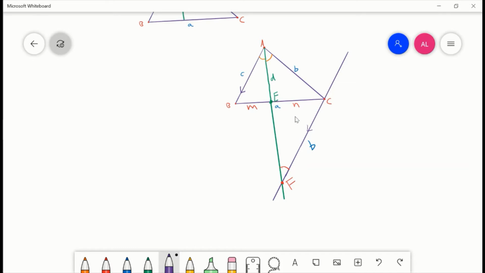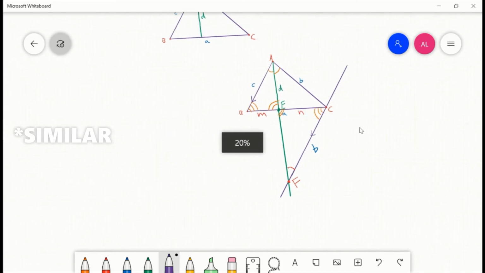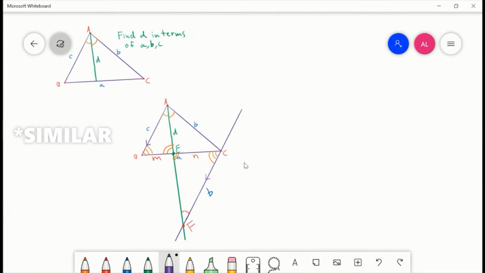Okay, but now notice that angle BEA and angle CEF are equal to the same things. I mean, they're congruent because they're vertical. And then we also have another pair of interior angles right here that I just highlighted. So what does this mean? That means that triangles BAE and CFE are similar, which means that the ratio of their corresponding sides are equal. So what do we get? We get B over N is equal to C over M. And that is called the angle bisector theorem.